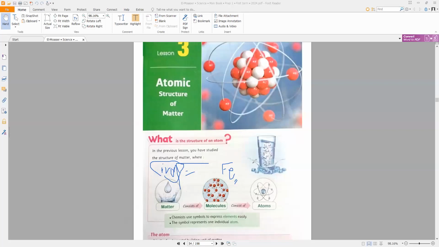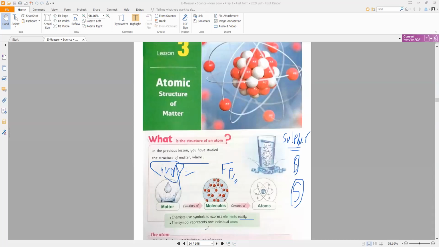Another example, there is another element called sulfur. Instead of writing this word, I can write S. I know the S is a symbol of sulfur. So if I write S, it means sulfur. So chemists use symbols to express elements easily. Instead of the word, I can write the symbol.